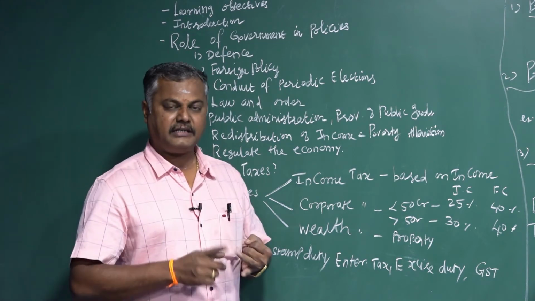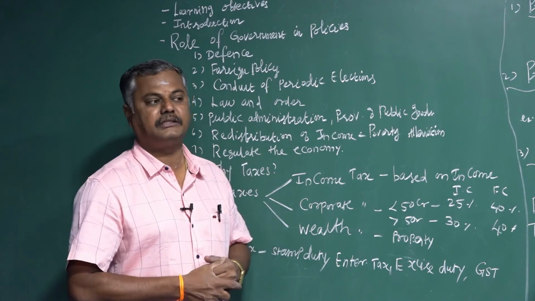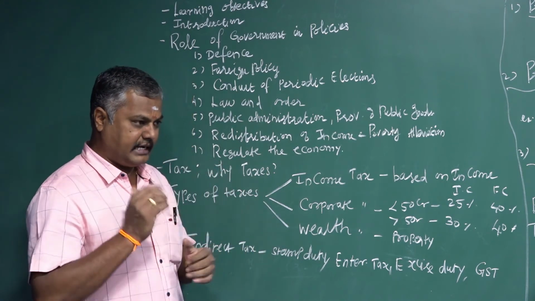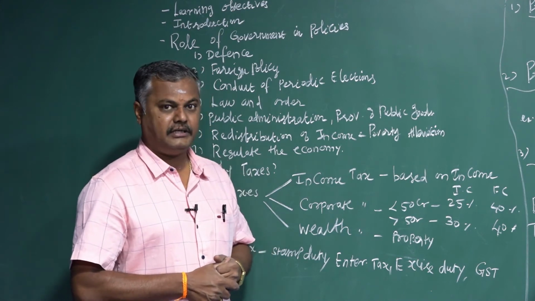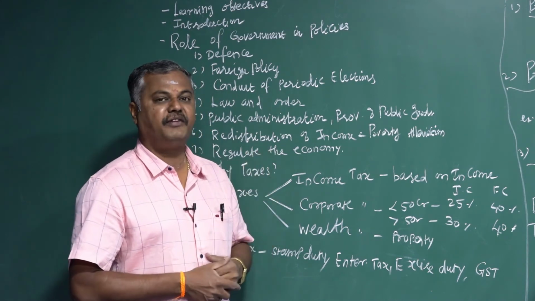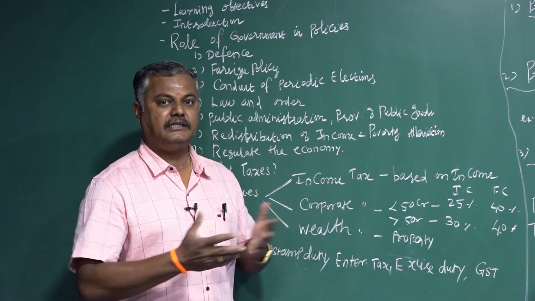So the primary sector, secondary sector, and tertiary sector are merged together, which is called goods and services tax, one of the indirect taxes. The GST was passed by the Parliament on 29th March 2017. Actually, it came into force on 1st July 2017. Now you see, wherever you go, GST is the word.